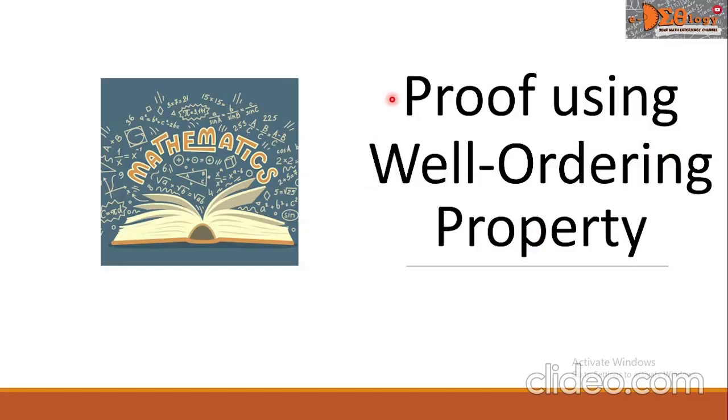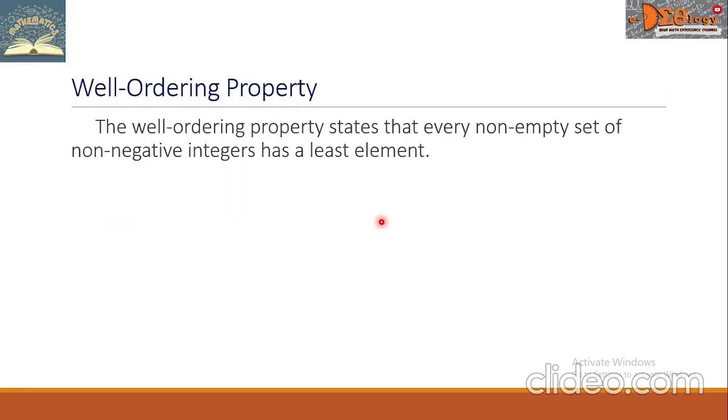Hi everyone. Today we're going to study proof using the well-ordering property. The well-ordering property states that every non-empty set of non-negative integers has a least element.